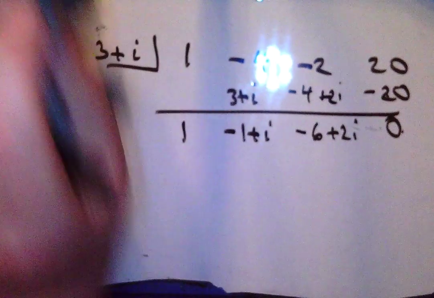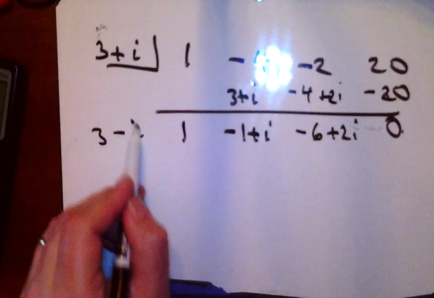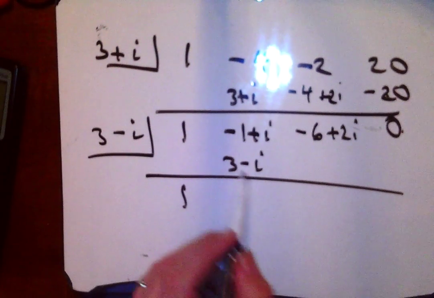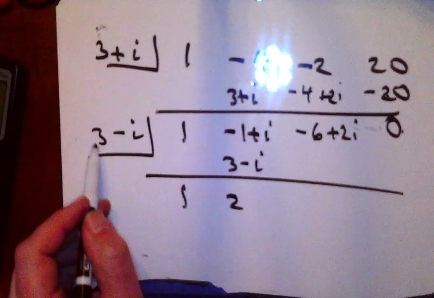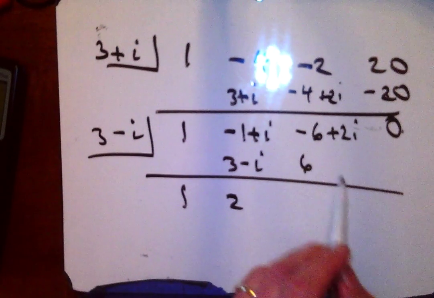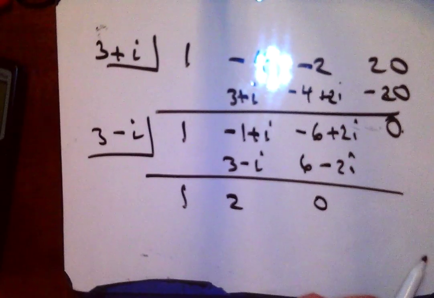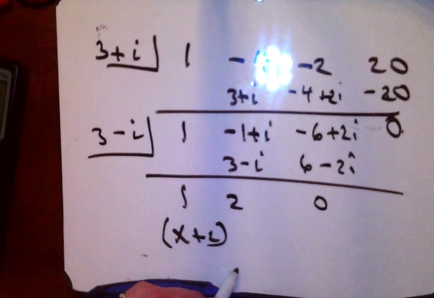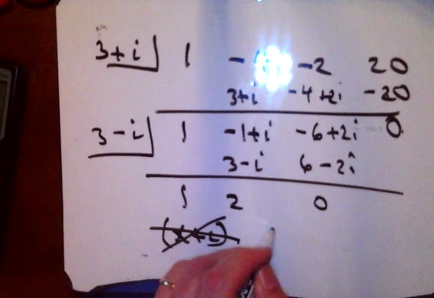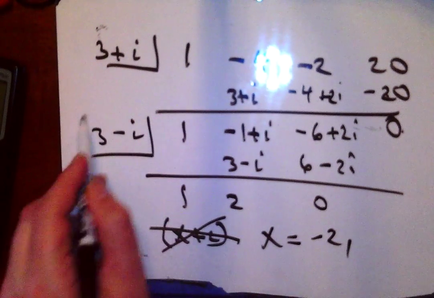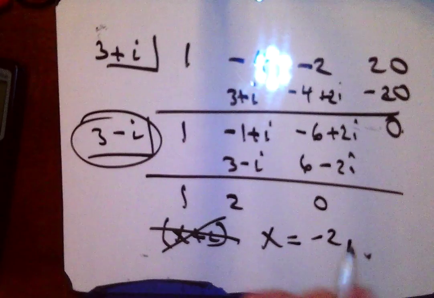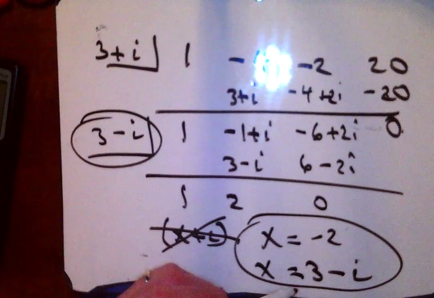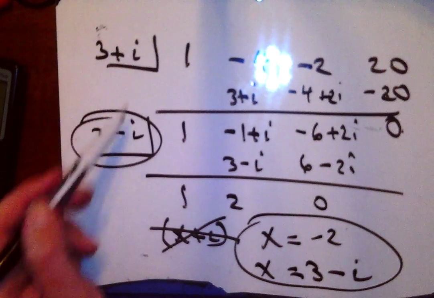Now I need to use the conjugate. 3 minus i. 1, 3 minus i. It's going to be +2, and then I multiply and I have 6 minus 2i, and when I add I get 0. So it looks like x plus 2 is a factor, but in this problem I'm looking for zeros, not factors. So x equals -2, and don't forget x equals 3 minus i. Those are our two remaining zeros. Don't give me all three.